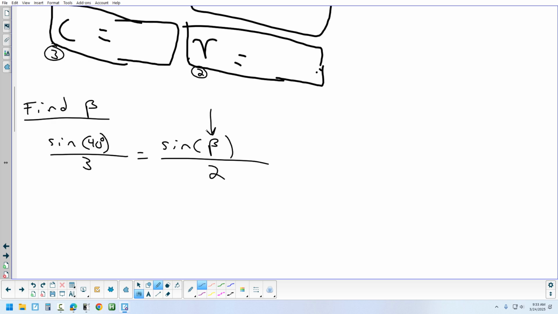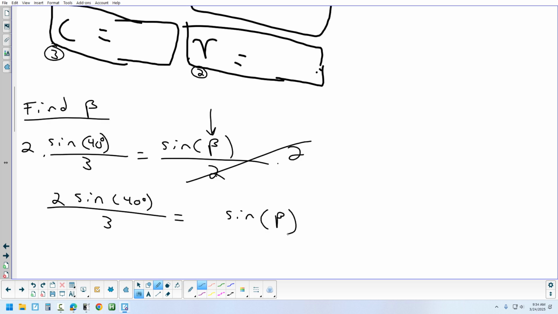If I cross multiply, I'm going to put a 3 with it. I'd have 3 sine beta. So I just want to put this 2 on the left side. How would you move the 2? Multiply by 2. Yeah, multiply by 2. So that's all I'm going to do at this step. Times 2. So that's 2 sine 40 divided by 3 equals sine beta. Now, this is something we used when we did right triangles 2 weeks ago.